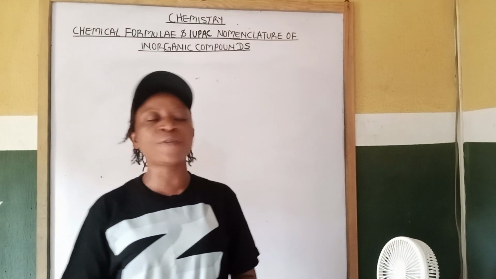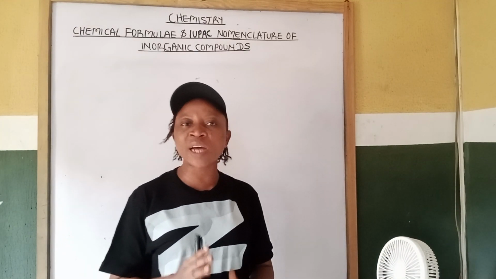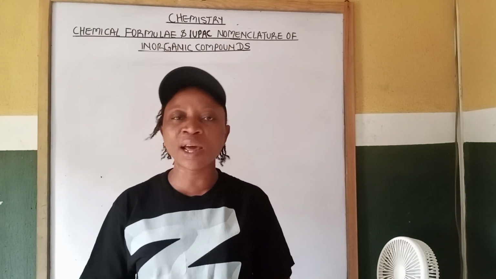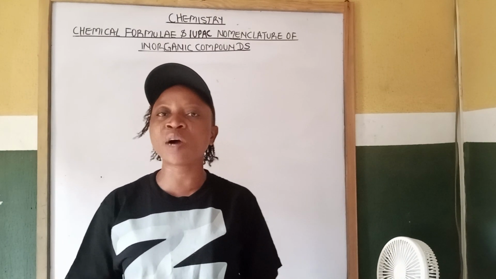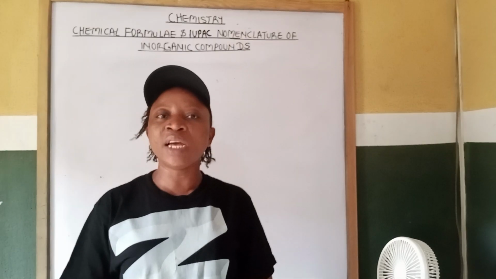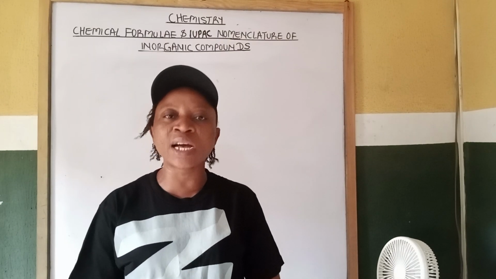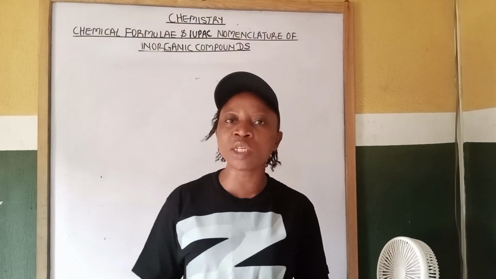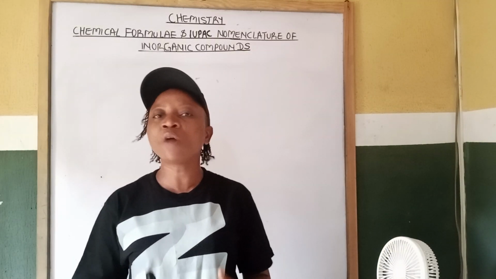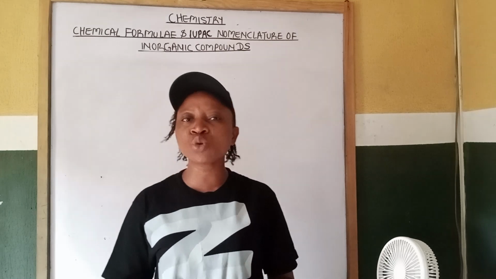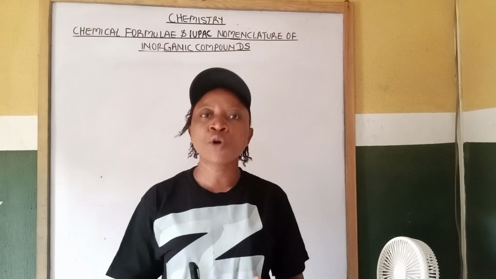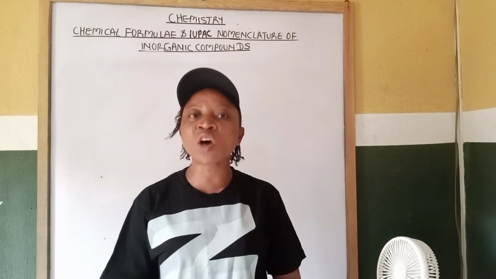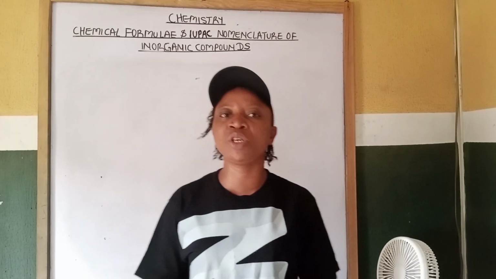Today's topic will be classified into two parts. The first part is naming of binary compounds. The naming of binary compounds is further classified into two. Number one is naming of ionic compounds. Number two is naming of covalent compounds.